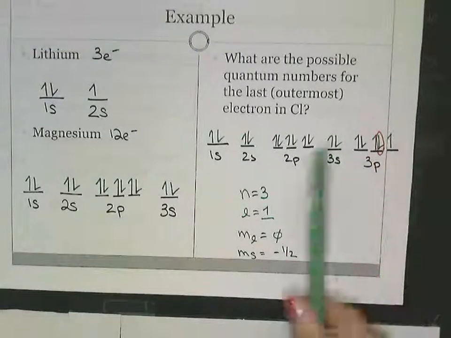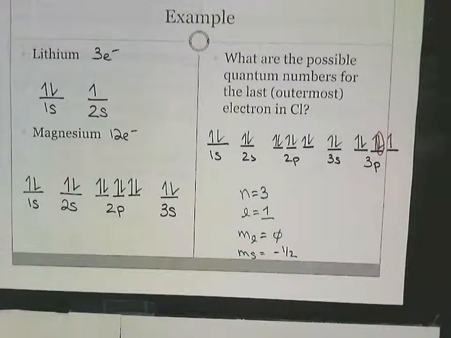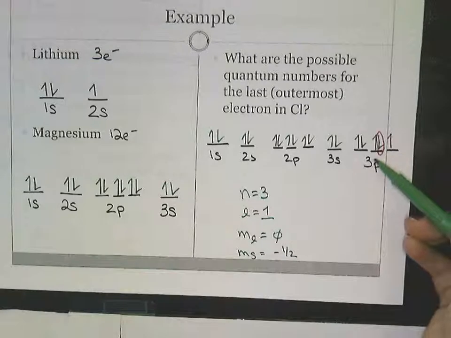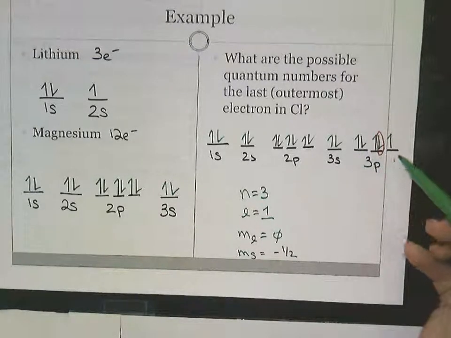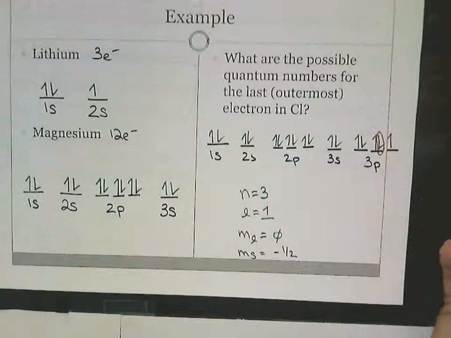So, yeah. Why is it 0? Because I put it on the middle platform, and so typically we call m sub l minus 1, 0, plus 1. I would have accepted any 3 correct m sub l values, because you're making a good guess as to where it is. That's the least well-known part of that.